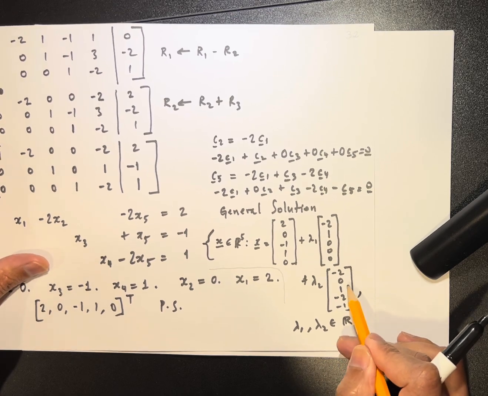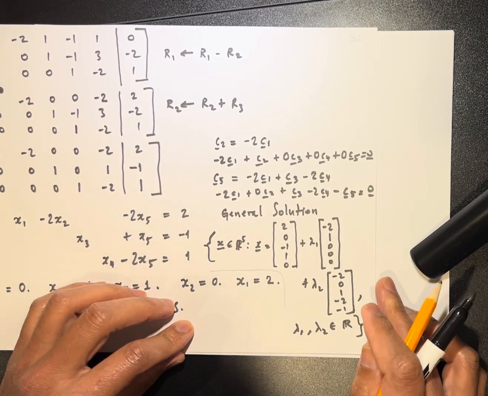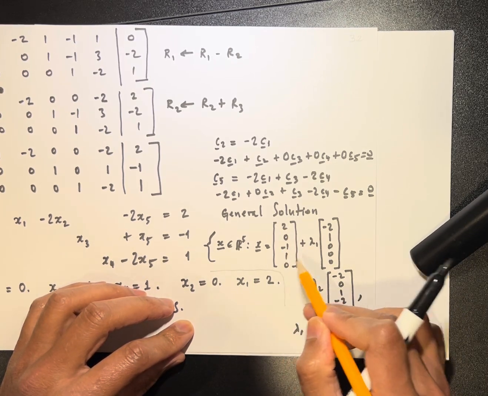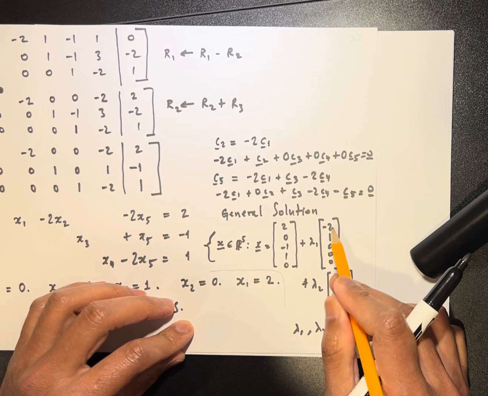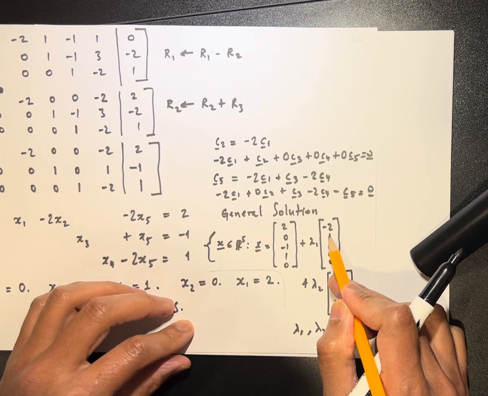Let me make sure that this matches the book. It doesn't exactly match the book. So in the book they have 2, 0, -1, 1, 0. We got that. Plus lambda 1 times this is given as 2 and 1. Okay, did I make a mistake here?